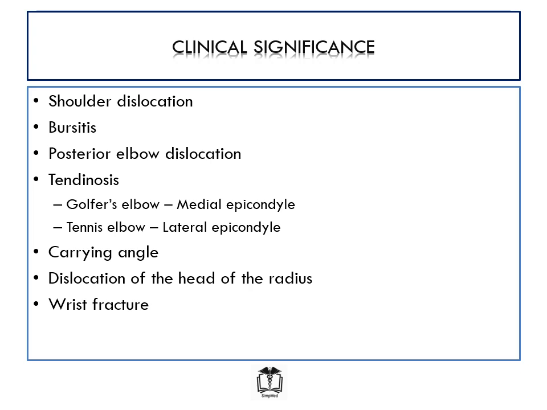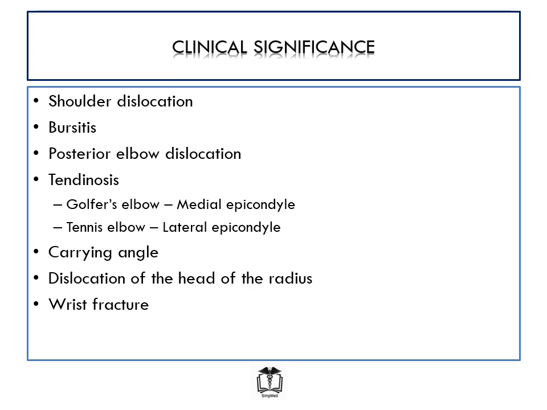Another clinical significance is what we call tendinosis or tendinitis. This is when there's an inflammation of the tendons or muscles acting on the joint. One of the commonest forms of tendinosis around the elbow joint is golfer's elbow and tennis elbow. Golfer's elbow is when there's an inflammation of different tendons found at the medial epicondyle close to the elbow joint, and this tends to occur in people that play a lot of golf, hence the name golfer's elbow. And then we have the tennis elbow. Tennis elbow is inflammation of tendons around the lateral epicondyle close to the elbow joint, and this tends to occur in individuals that play a lot of tennis.